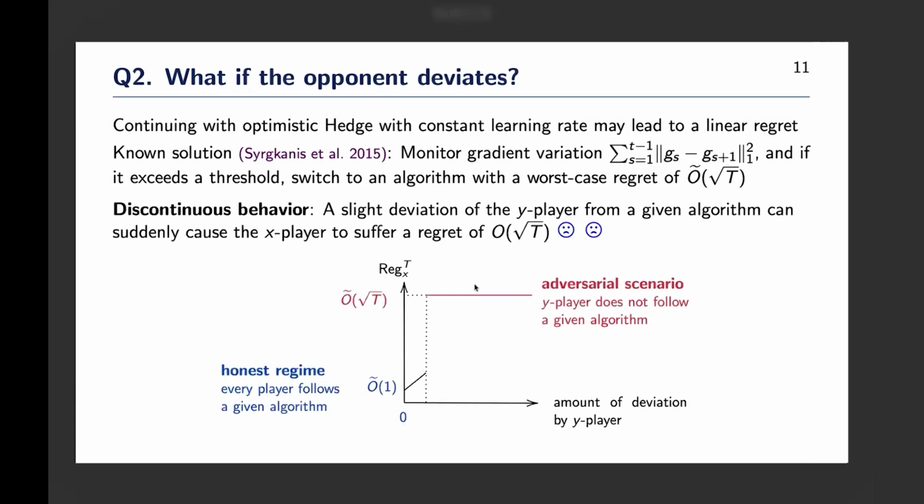Consider the figure where the horizontal axis is the amount of deviation by the y player, and the vertical axis is the regret of the x player. What this known solution gives is, in the honest regime, where every player follows optimistic Hedge, the regret of the x player is bounded by a constant. But as the amount of deviation by the y player increases, the regret of the x player jumps to square root T. So this is discontinuous behavior, and it is not desirable.